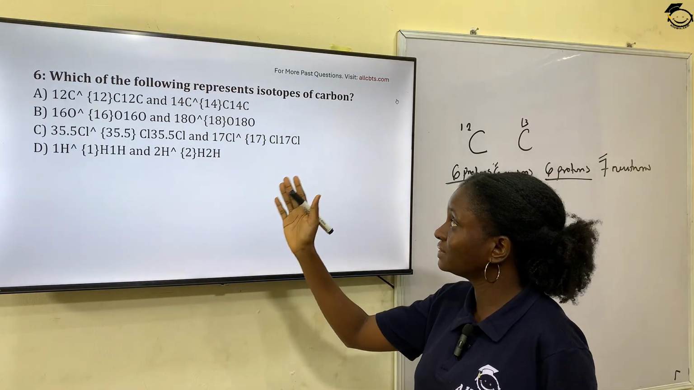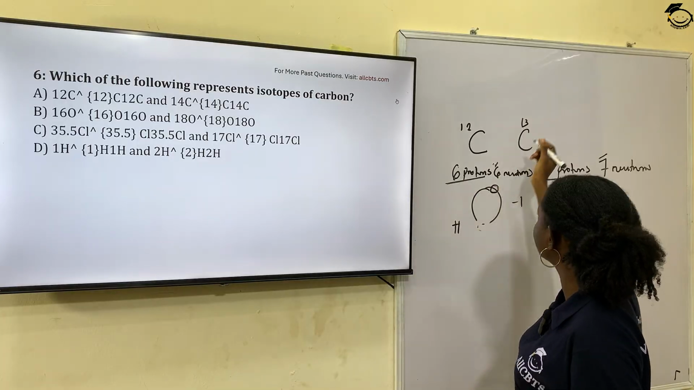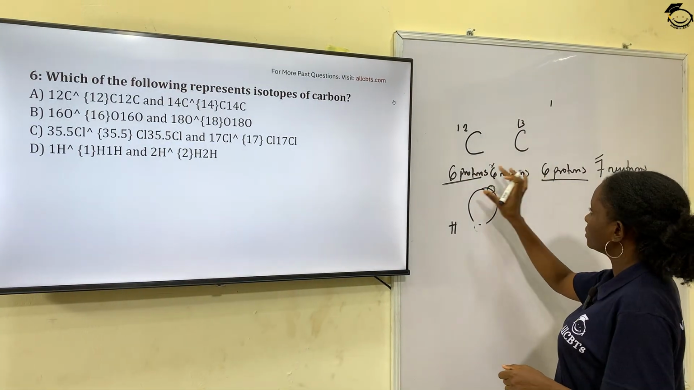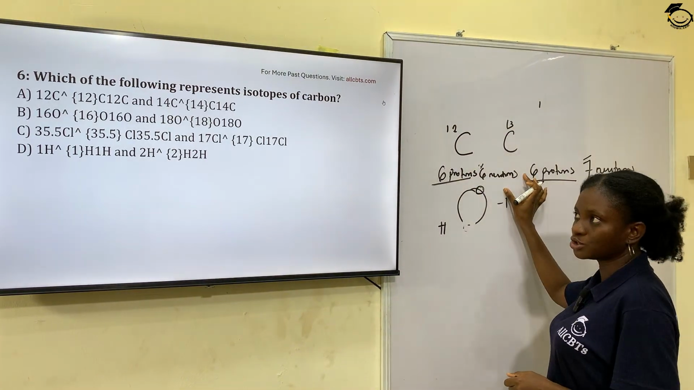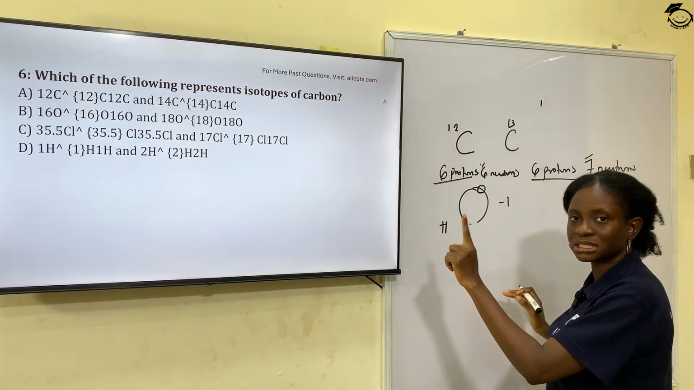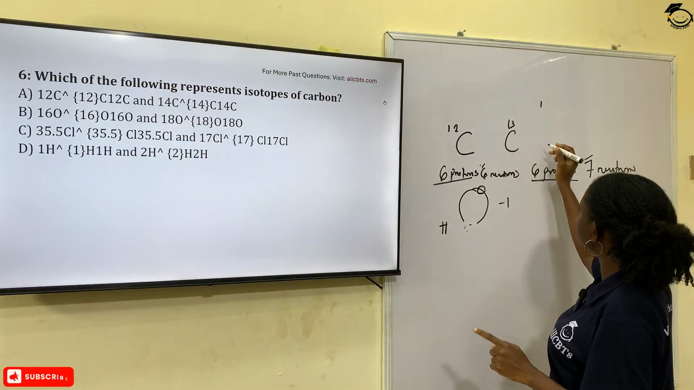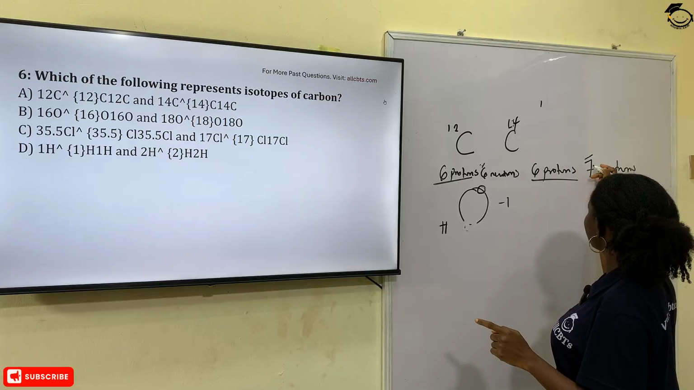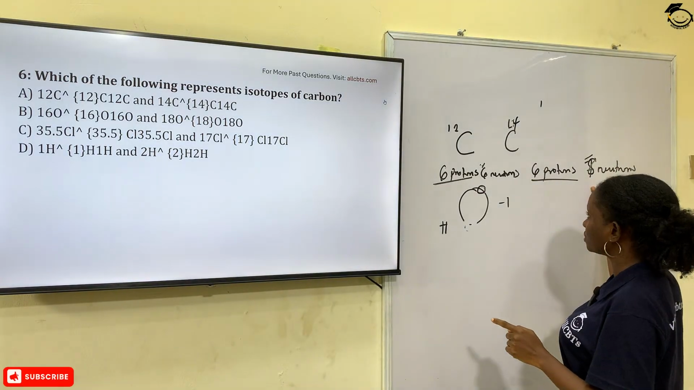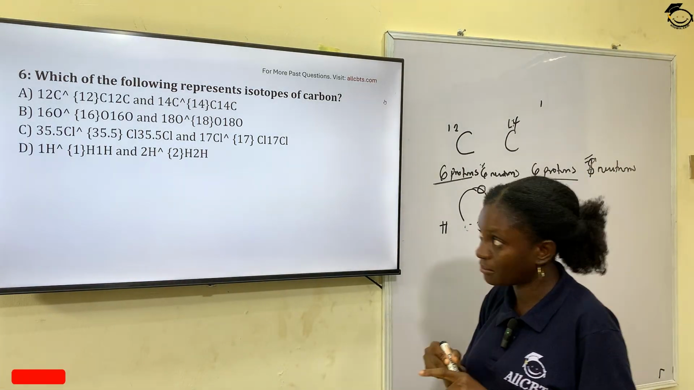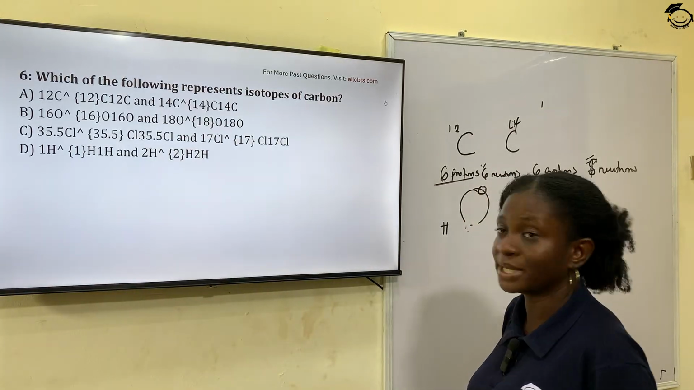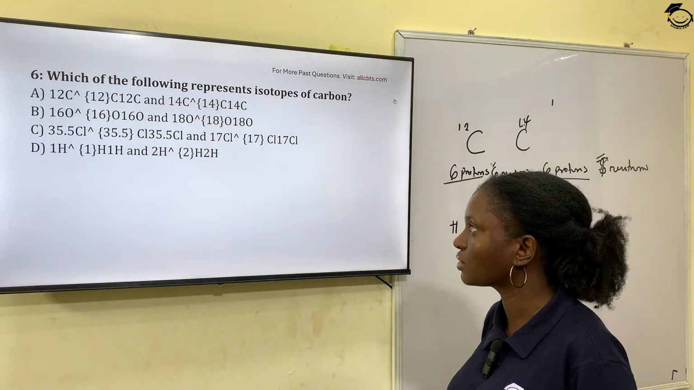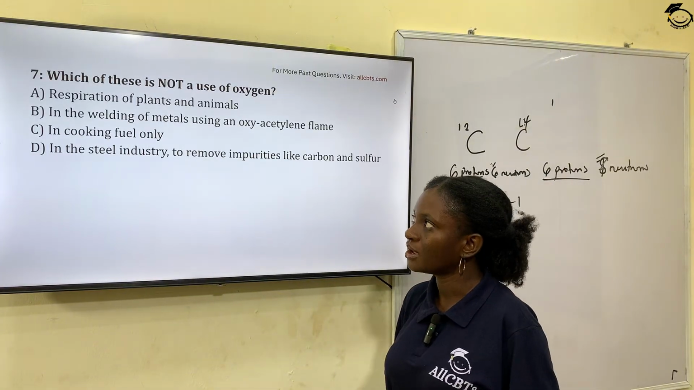So this 12 carbon, like is here, has 6 protons, 6 neutrons. We also have 14 carbon. That means 6 protons and 8 neutrons. So that makes carbon exhibit isotopy. Option A is the correct answer.